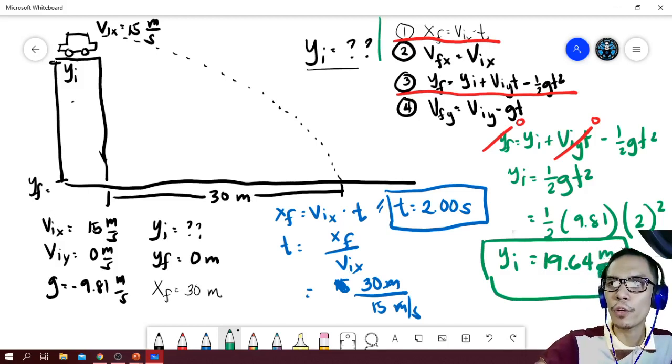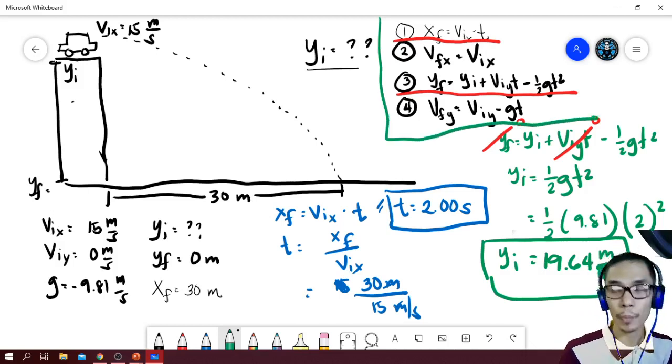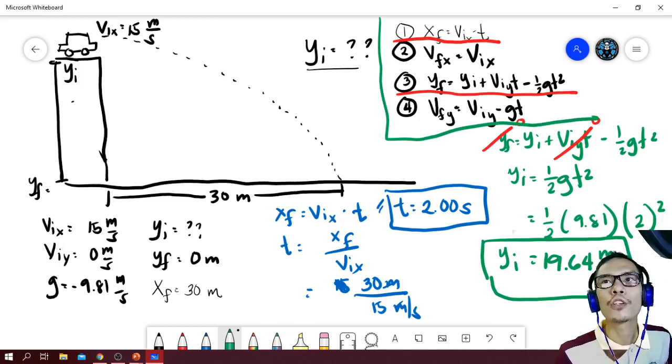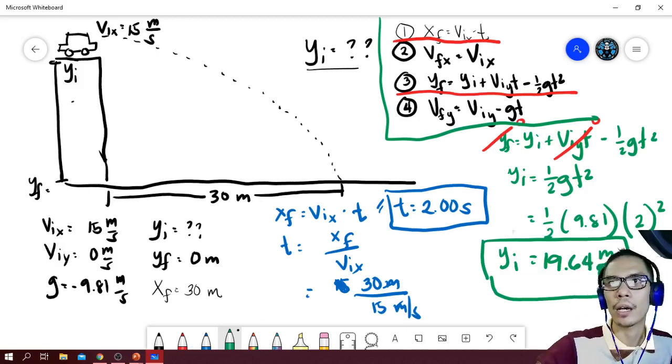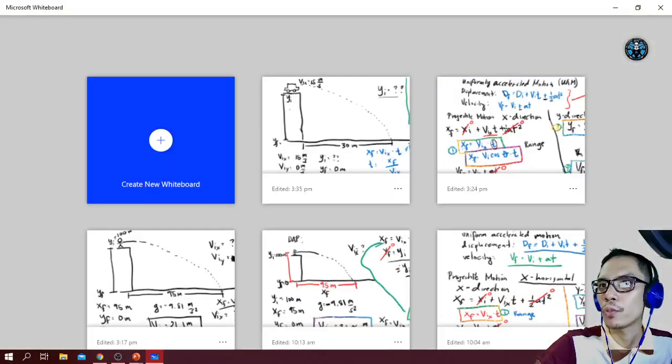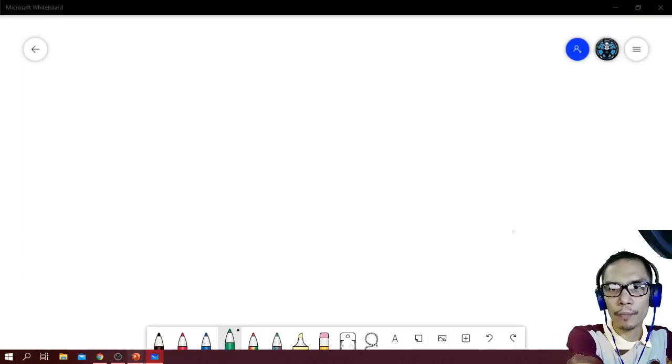Okay, so that is our first problem. So don't forget, guys, to always put your toolbox on the side of your paper or whatever it is, so that you will not forget what formula you are going to use. All right, so let's put on some new things.